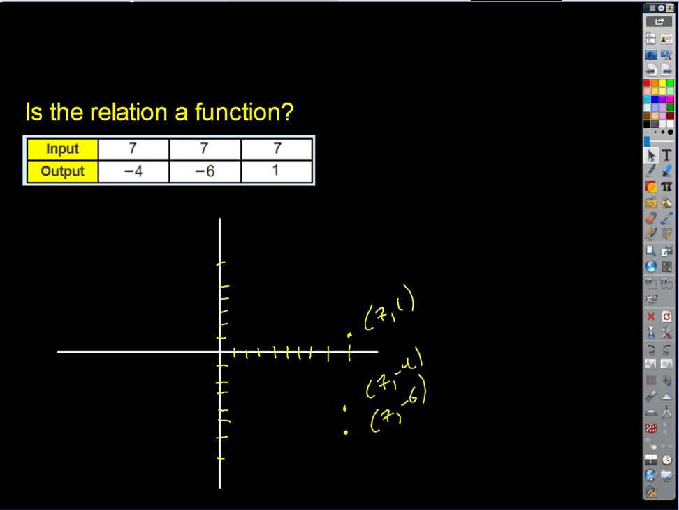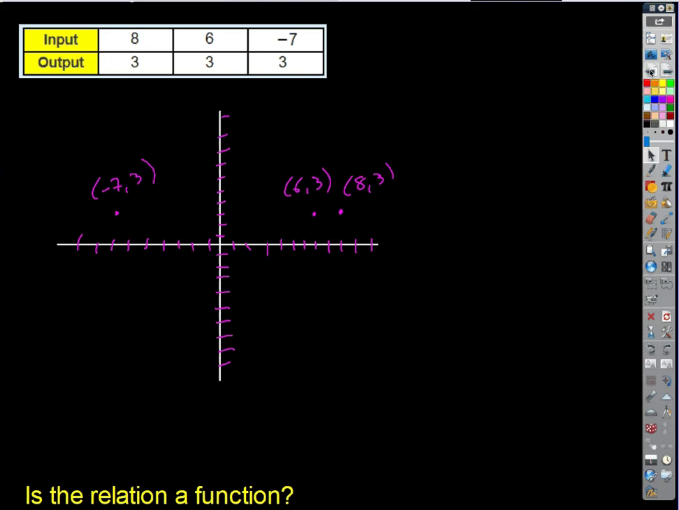Okay, so is that an accident? No, that's not an accident, is it? That's a way that we can test, because any time that points line up vertically, doesn't that have to mean that we've got the same x value but different y values, right? Isn't this where you do the vertical line test? That's the vertical line test, there you go.